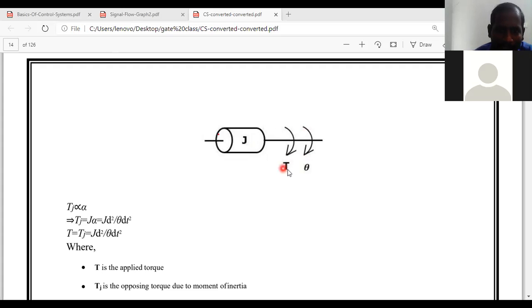Previously it's represented by force F, now it's replaced by T. Is it clear? Now this will be the torque balance equation. T is equal to J into d square theta by dt square. That's all. The remaining will be the same. Likewise for the mass element, that is mass moment of inertia, we have written.